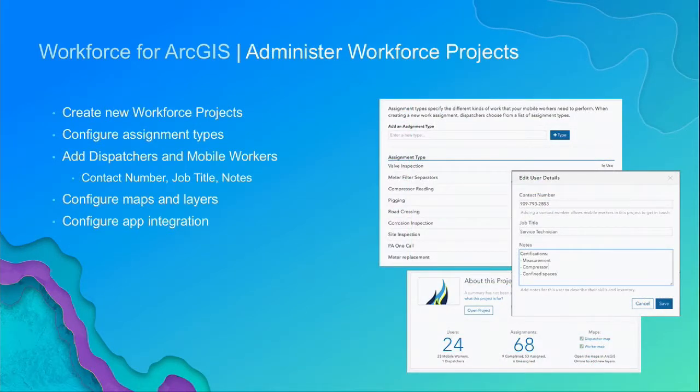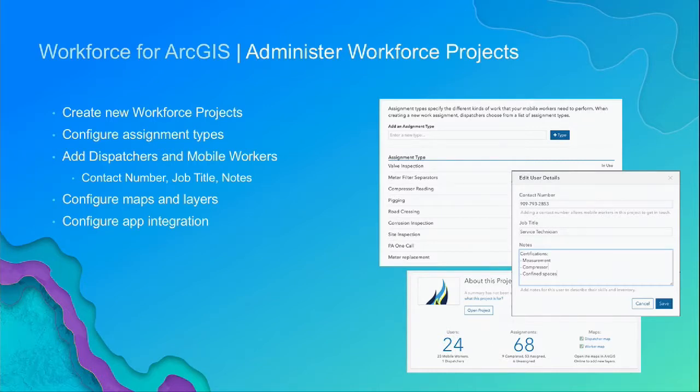So on the website, there's the project owner. They will be the person that is creating the Workforce project. And usually there's one Workforce project per event that's going on. So in the web app, they will be configuring the assignment types. This could be anywhere from doing inspections to planting trees. It all depends on what you're trying to accomplish.